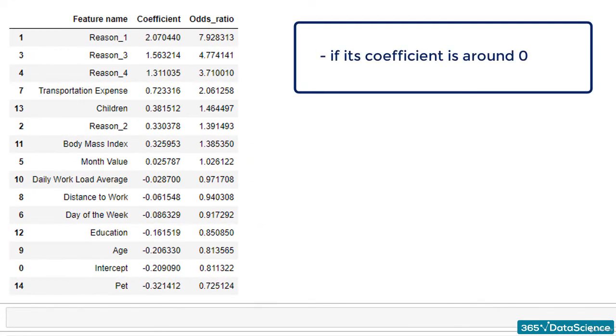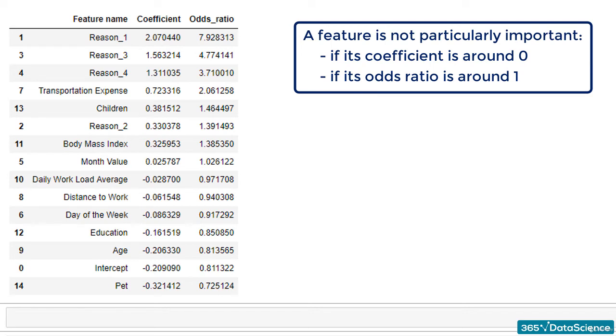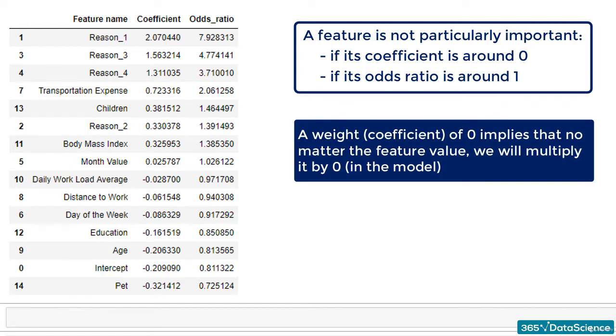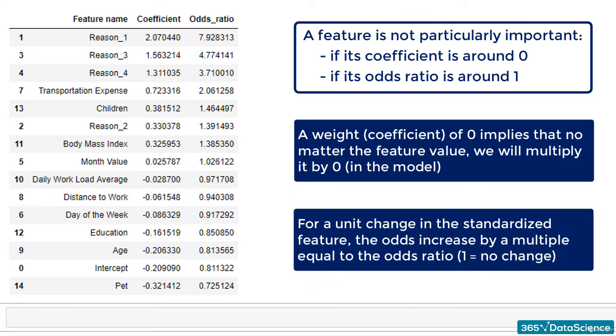If a coefficient is around 0, or its odds ratio is close to 1, this means that the corresponding feature is not particularly important. The reasoning in terms of weights is that a weight of 0 implies that no matter the feature value, we will multiply it by 0, and the whole result will be 0. The meaning in terms of odds ratios is the following. For 1 unit change in the standardized feature, the odds increase by a multiple equal to the odds ratio. So, if the odds ratio is 1, then the odds don't change at all.